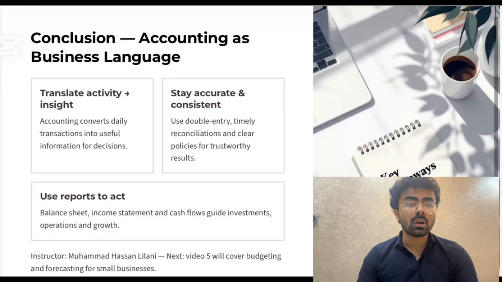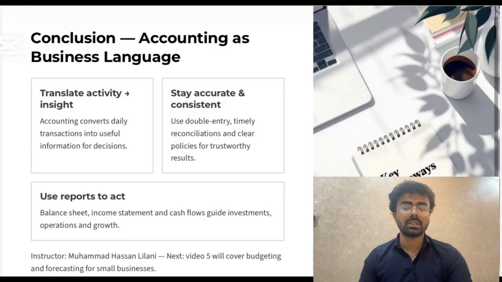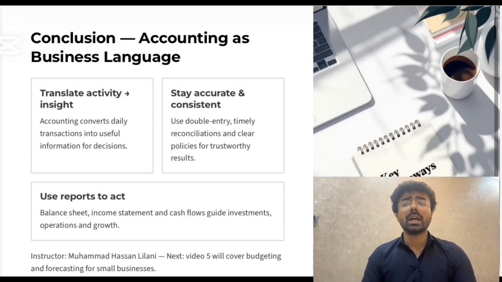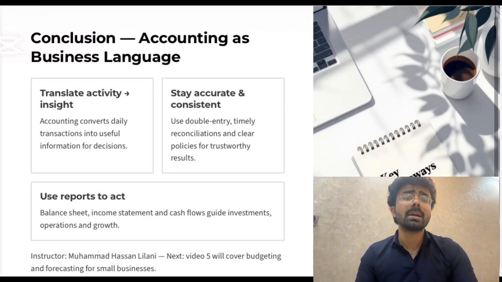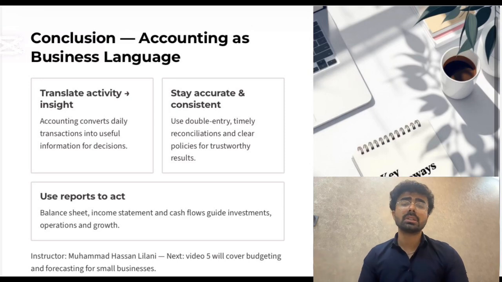To conclude, accounting is not just about numbers. It's about how business activities turn into meaningful insights. It helps businesses stay accurate, build trust, and make better decisions regarding their future. If you understand these basics, you already have a strong foundation in accounting.